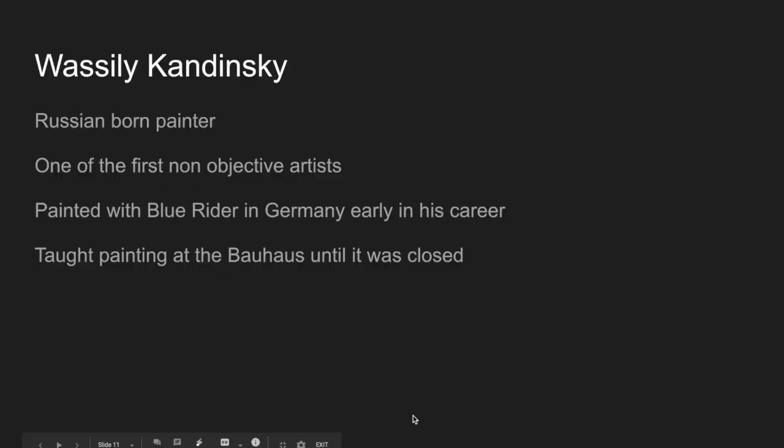All right, ladies and gentlemen, we're going to talk about the Russian-born artist Vasily Kandinsky. He is one of the first non-objective artists. He does claim to be the first. He started painting kind of late in his career. His parents sent him to school to be a lawyer, and he never did really settle with that. So he started painting at about 30, and he joined a group called Blue Rider in Germany.